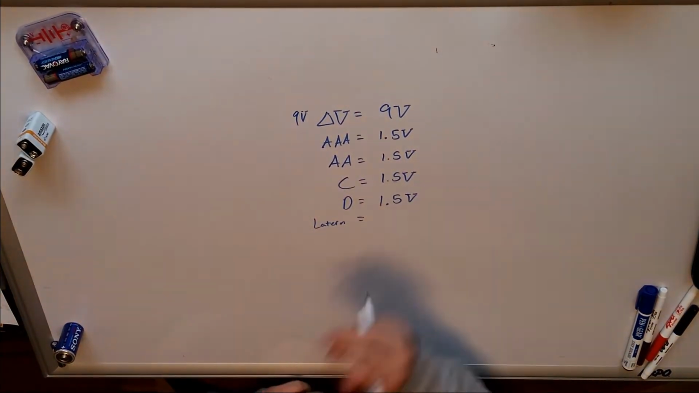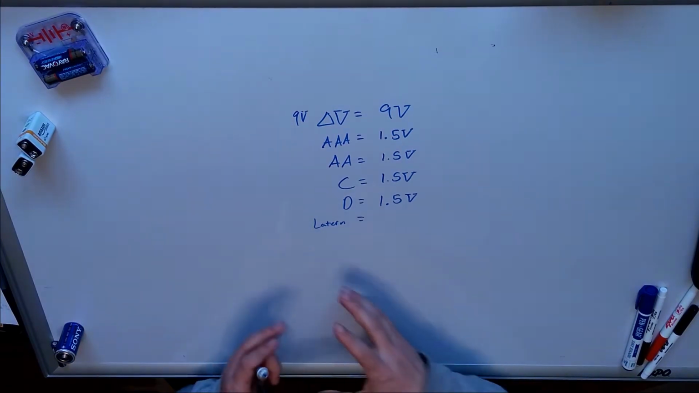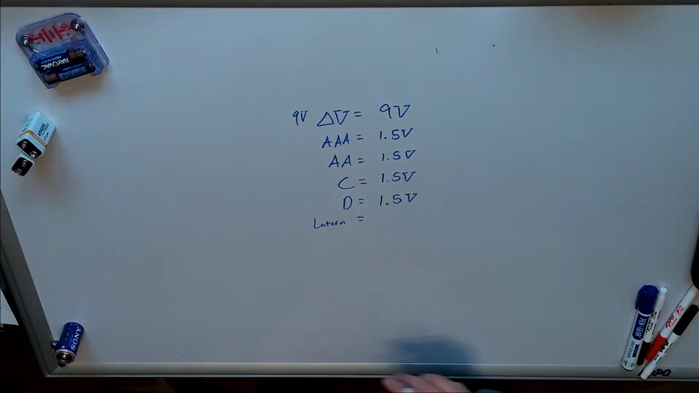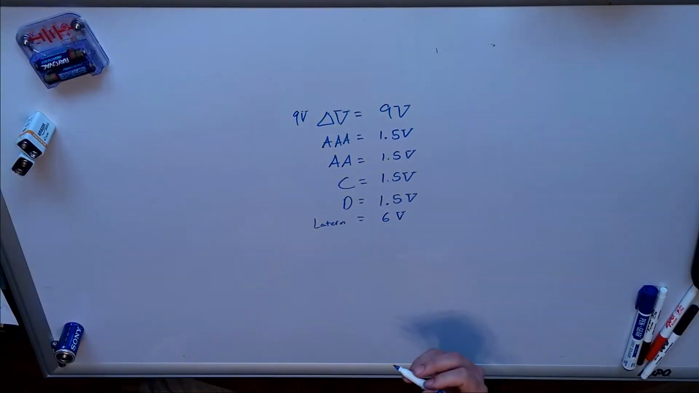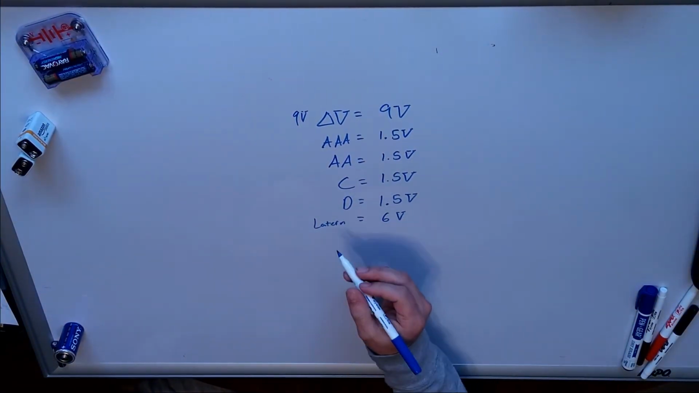There's a lantern battery. They're larger and more rectangular. They're used for, among other things, some camping applications. They have a potential difference of 6 volts. They're a bit different. It's not that everything is 1.5 volts.